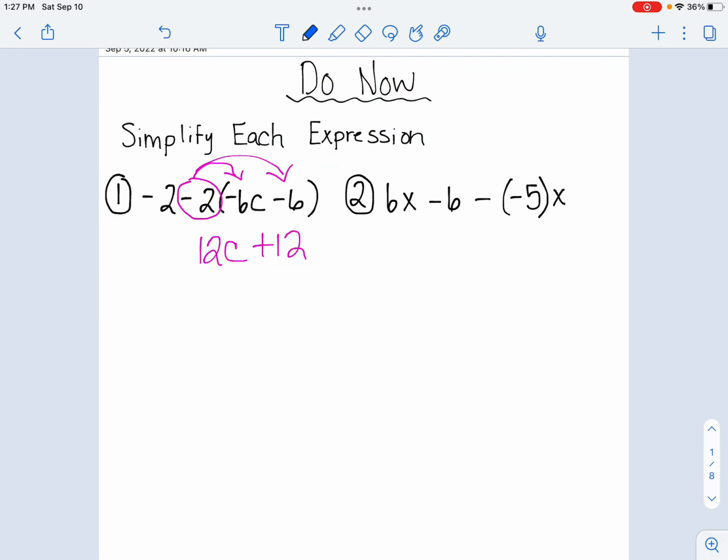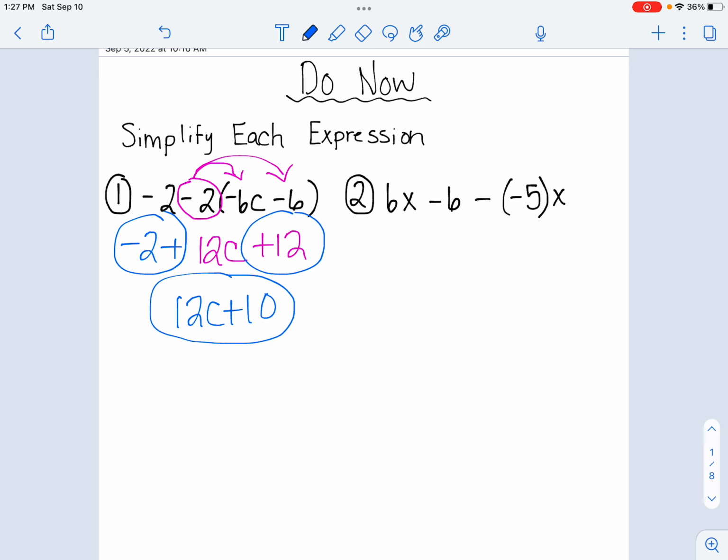Then you have to bring down your -2 in the front. You're then going to identify your like terms, which are here and here, because they don't have the variables attached to them, and you're going to combine. -2 plus 12 is going to give you 10. So your answer is 12c plus 10.